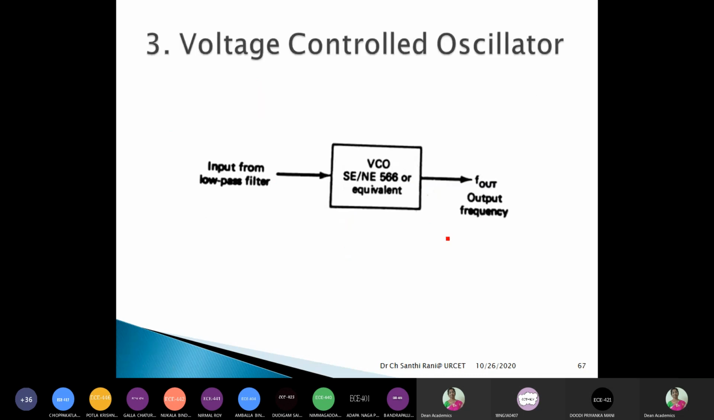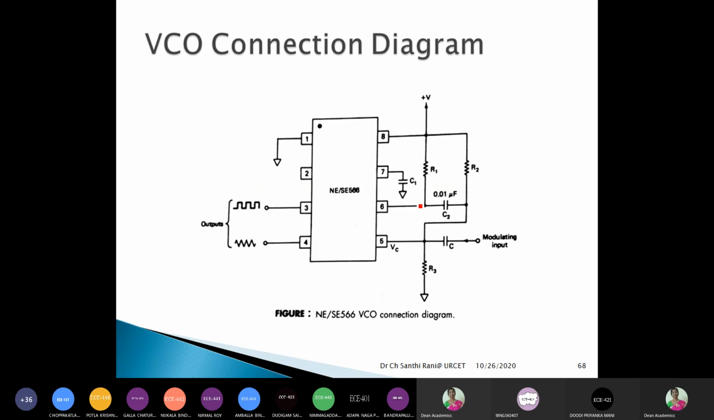The third block of this PLL is the voltage controlled oscillator. This voltage controlled oscillator is available in monolithic form. The IC number is 566. It is available in IC form, and input is given to it from the low pass filter, and at the output we get the output frequency. So input is a voltage, output is a frequency. Output frequency proportional to the input voltage is generated by this voltage controlled oscillator.